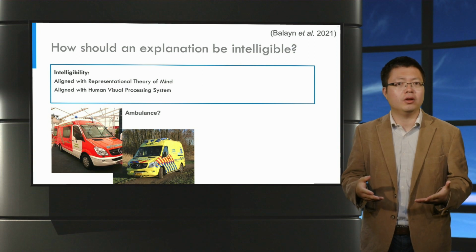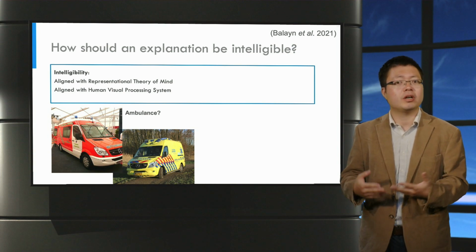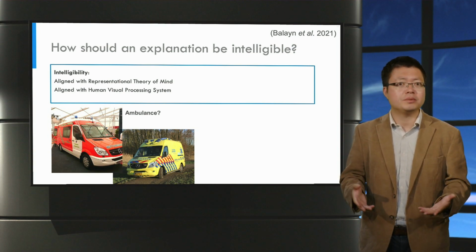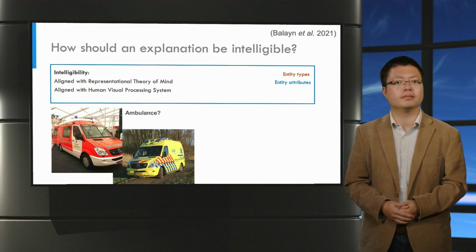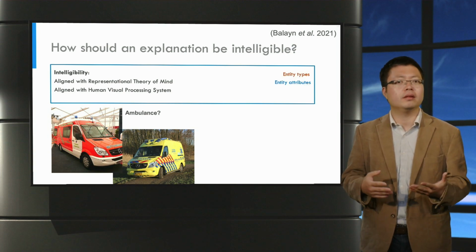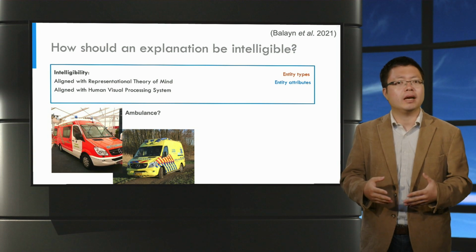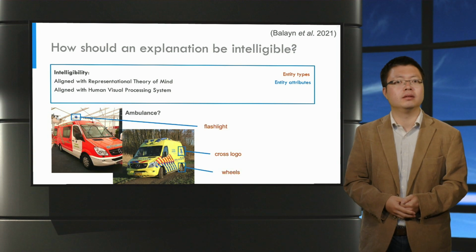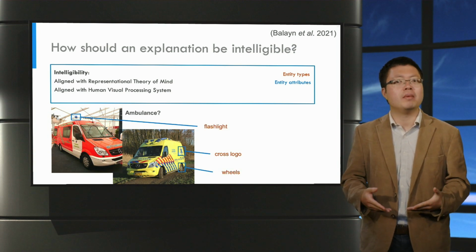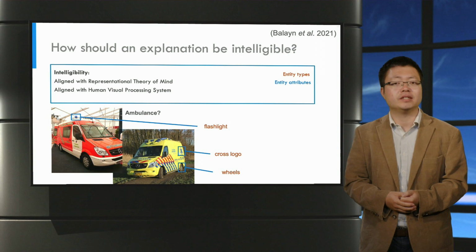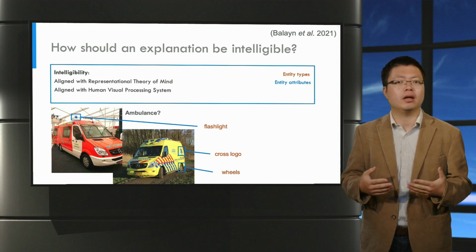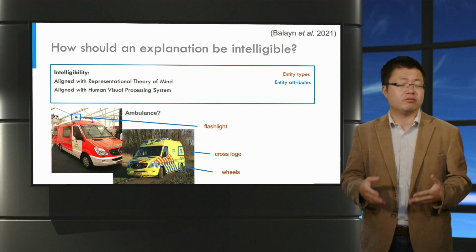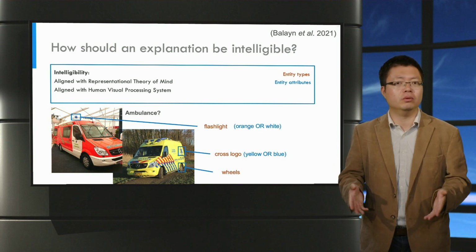Important things we learned are that, first, humans understand the environment through concepts that correspond to entities, which come with entity types and attributes. For example, when we are thinking about an ambulance, we typically think about the flashlight, the cross logo, etc. And additionally, we might also think about attributes. For example, the flashlight is typically orange or white, and the stripes are typically yellow or blue.